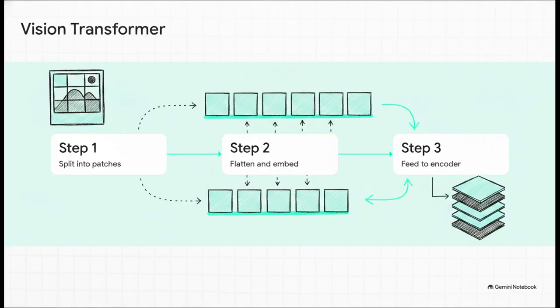Well, the solution they came up with was beautifully simple. It literally just takes 3 steps to turn a standard photograph into a format that a text-based transformer can read. First, you split the image into fixed-size square patches. Second, you flatten those patches out into a single line, almost like a string of text. And third, you feed that resulting sequence straight into the standard transformer.